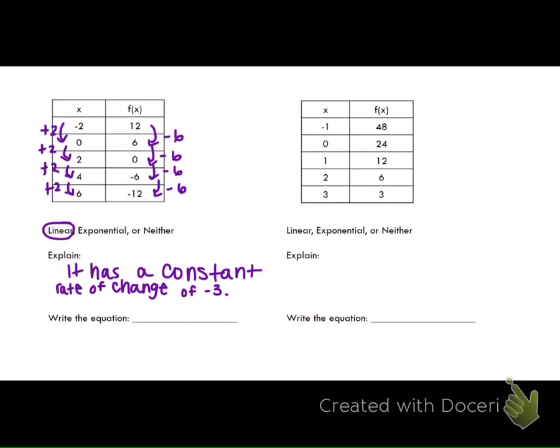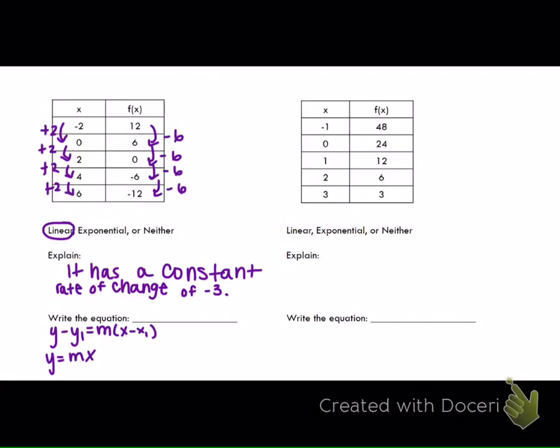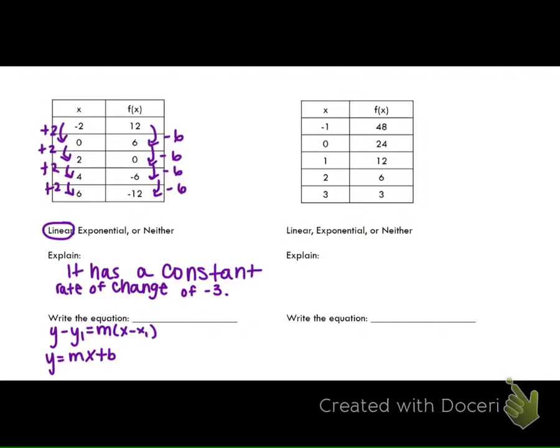So lastly, it asks you if you know that it's linear or exponential to write the equation. So we know there's actually 3 different ways to write an equation, but we only wrote it if it was point slope or slope intercept. Which form could we use for this one to write the equation, Kobe? Slope intercept. Why can we use slope intercept?